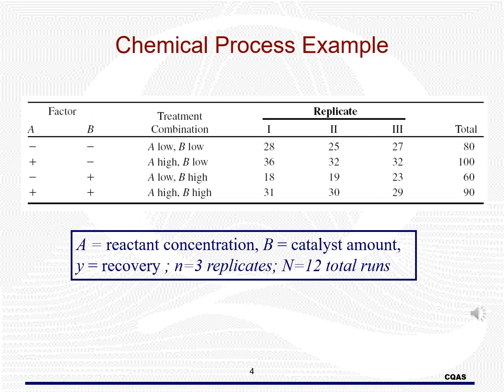Let's motivate this material with an example. This is a chemical example, where factor A is reactant concentration, and factor B is the amount of catalyst. The response here is the percentage of recovery. Notice that we have small n equal to 3 replicates of each of 4 treatment combinations, which leads to large N equal to 12 total runs.